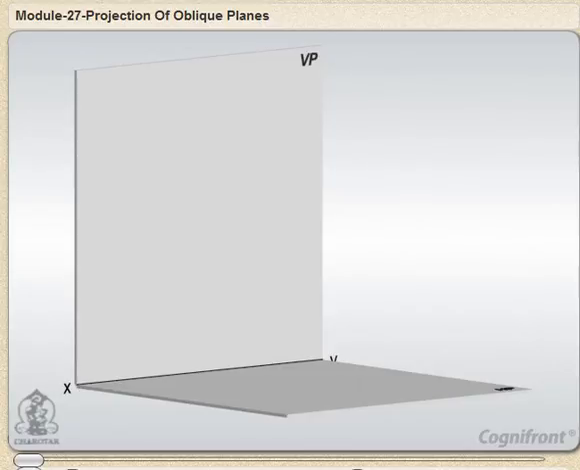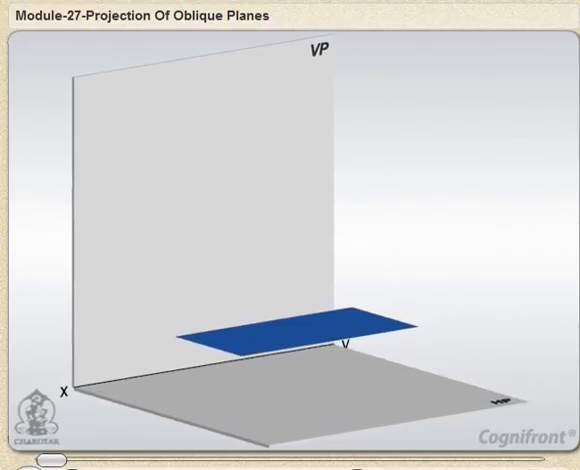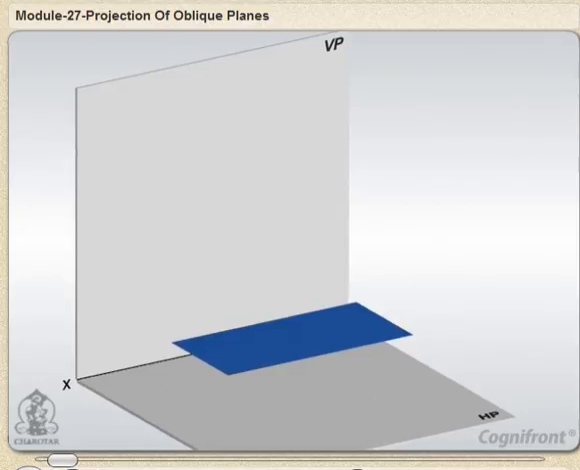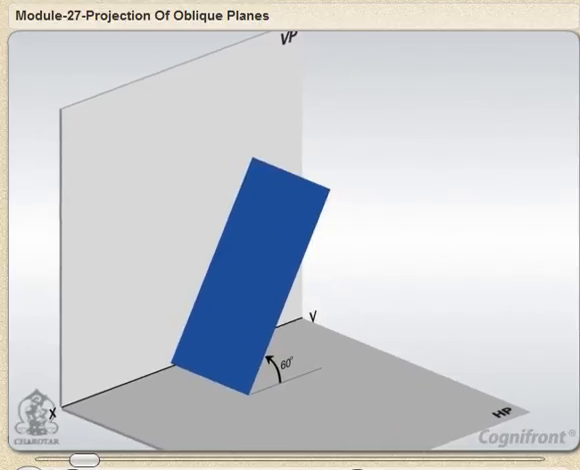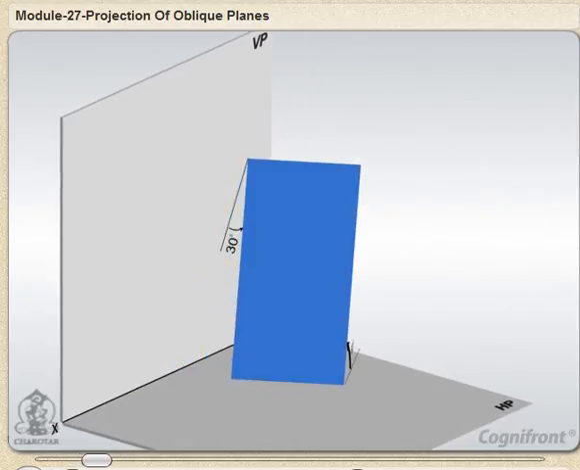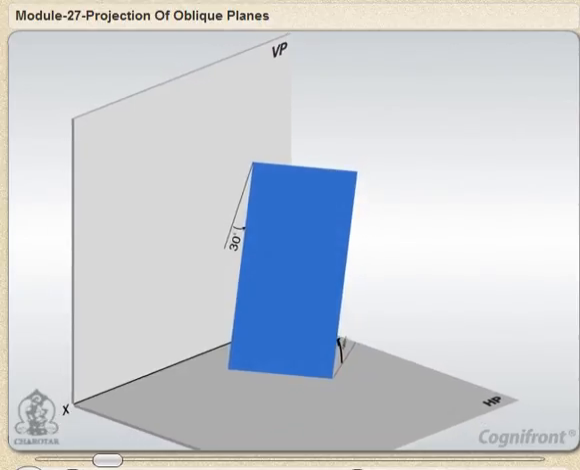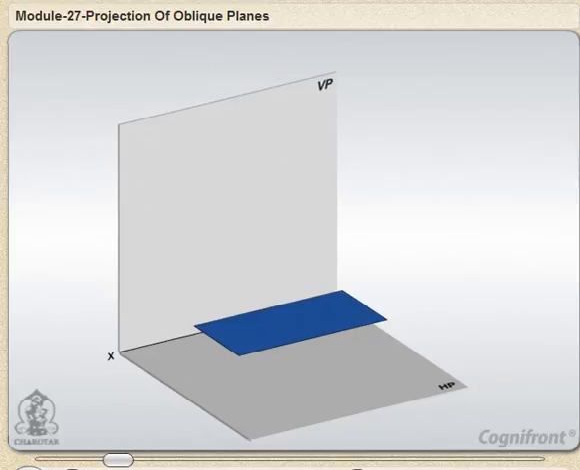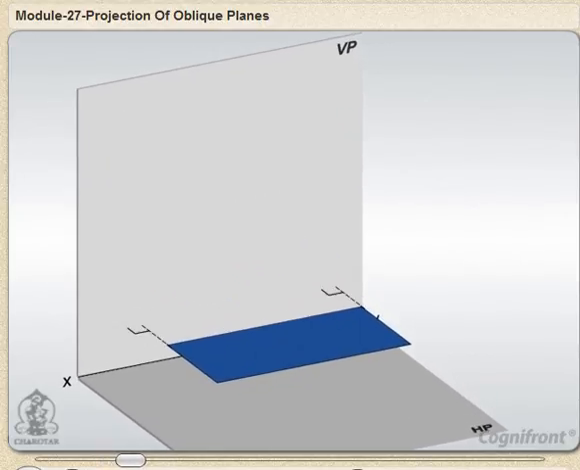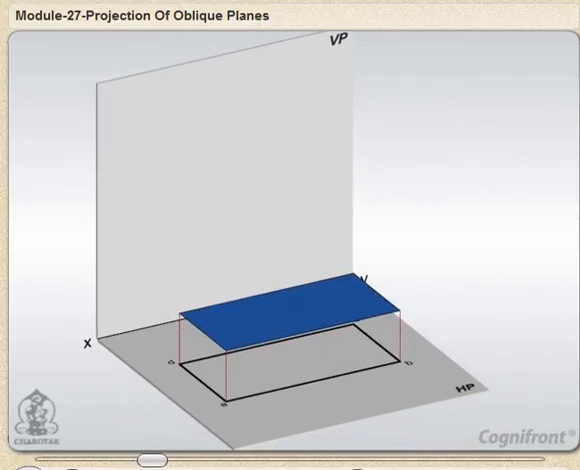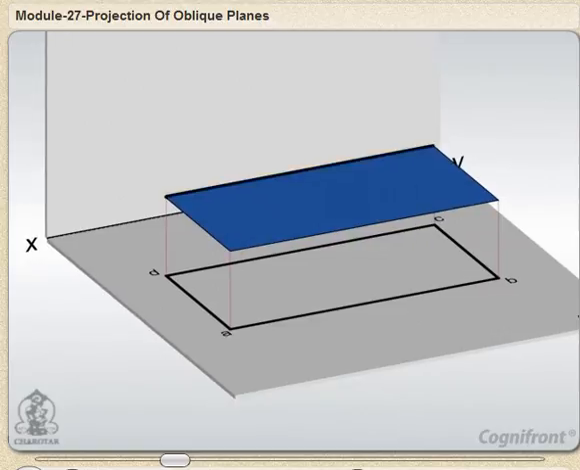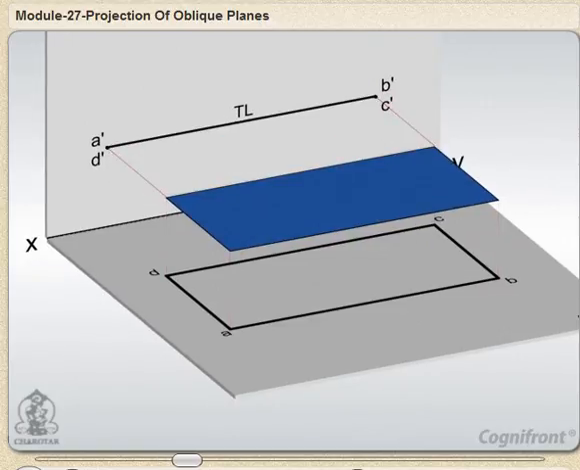Projections of a plane. Problem 12.7. A rectangular plane surface of size L by W is positioned in the first quadrant and is inclined at an angle of 60 degrees with the HP and 30 degrees with the VP. Draw its projections. The plane is first assumed to be parallel to the HP with its shorter edge perpendicular to the VP. In this position, the true shape and size of the plane is given by its projection on the HP. The front view will be a true line parallel to the reference line XY.